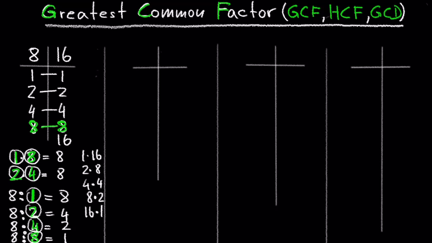In other words, the GCF is the biggest number which divides evenly into 8 and 16. We see that the name greatest common factor tells us exactly what it is. Again, these are all common factors of 8 and 16. But the 8 is the greatest common factor of 8 and 16.